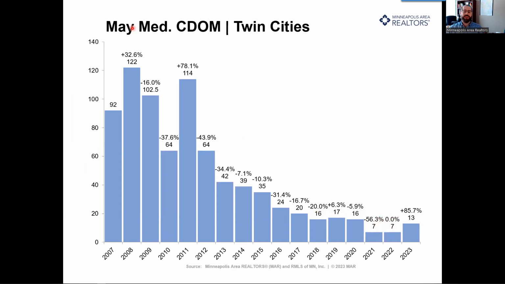A week. And this is a median, meaning what? Half the homes taking longer than a week and half the homes taking under 7 days to get an offer. That's pretty crazy.